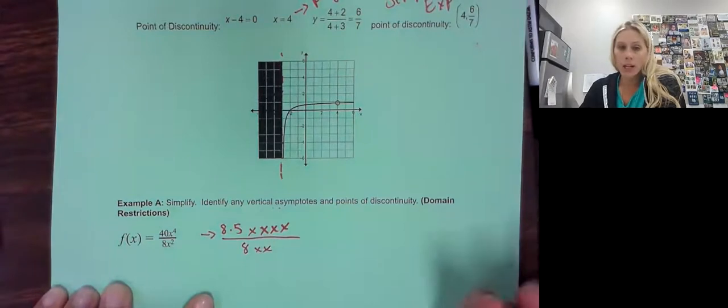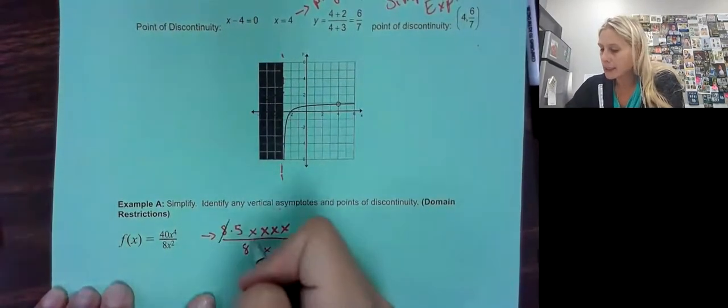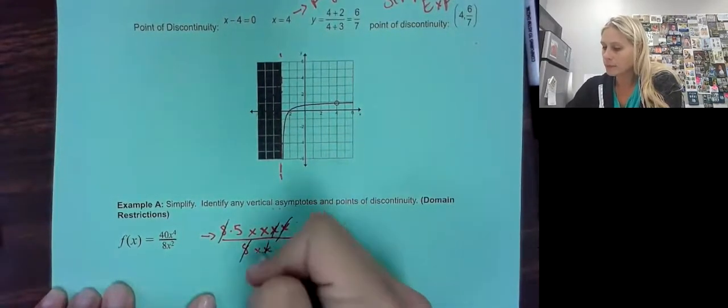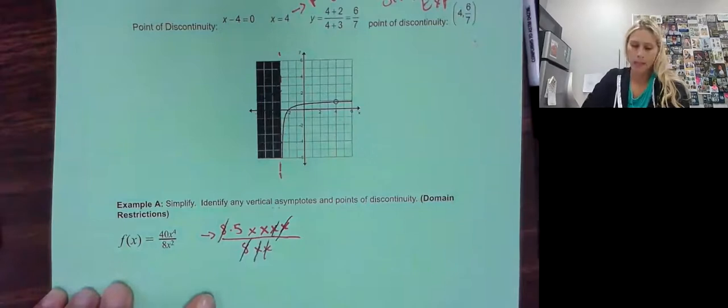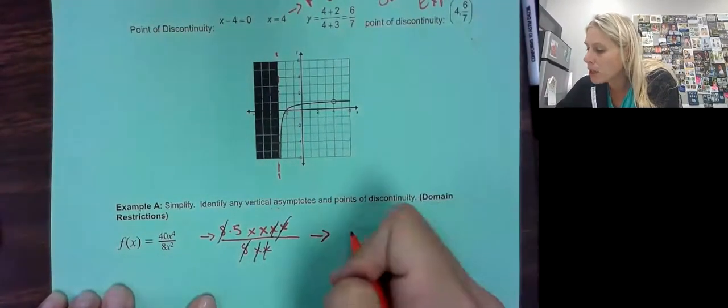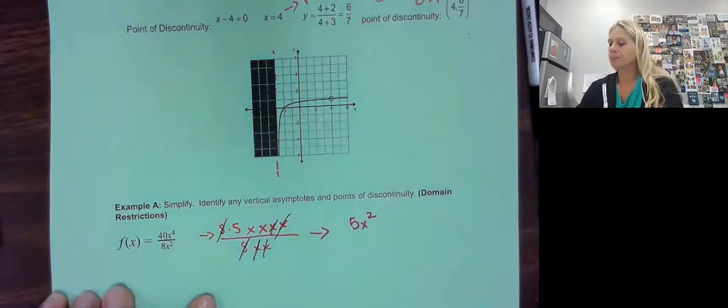So now I'm going to start crossing off things. Okay, I see my 8's can cancel and a couple x's can cancel. Right. Okay, so what does that leave us? What is that simplified expression? Well, that leaves us 5x squared.